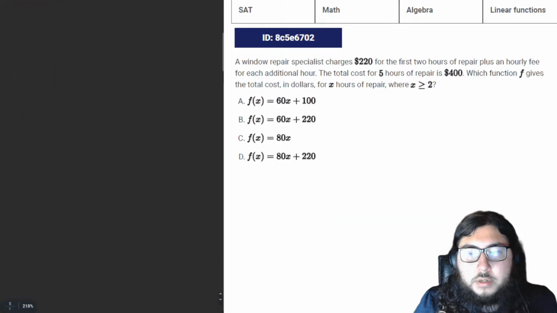So this function only works if the number of hours that you're being charged for is greater than or equal to 2.